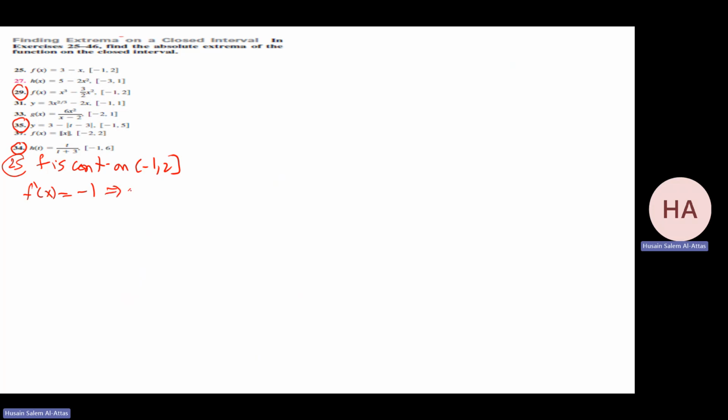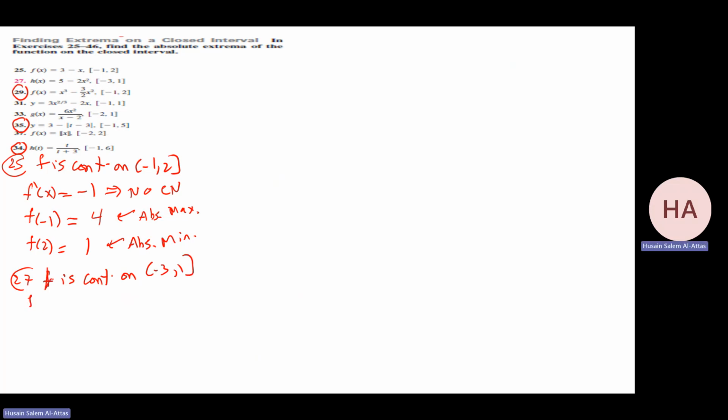So there is no critical number. So I need to check f at the endpoints. F of minus 1, if we check, will be 3 minus minus 1, that will be 4. And f of 2 will be 1. So this is the absolute maximum and this is the absolute minimum.